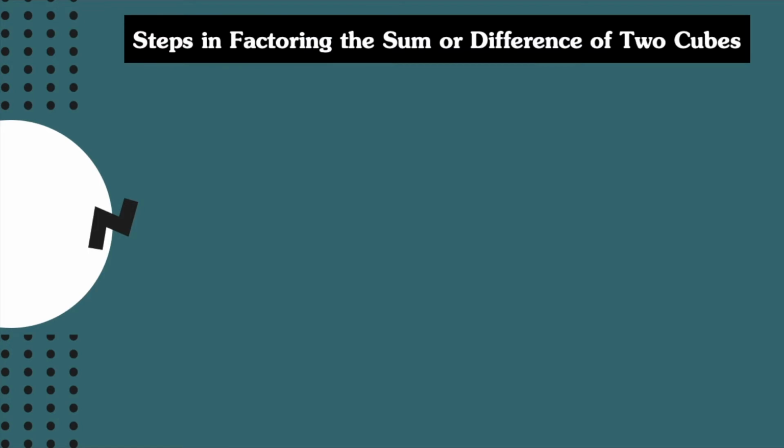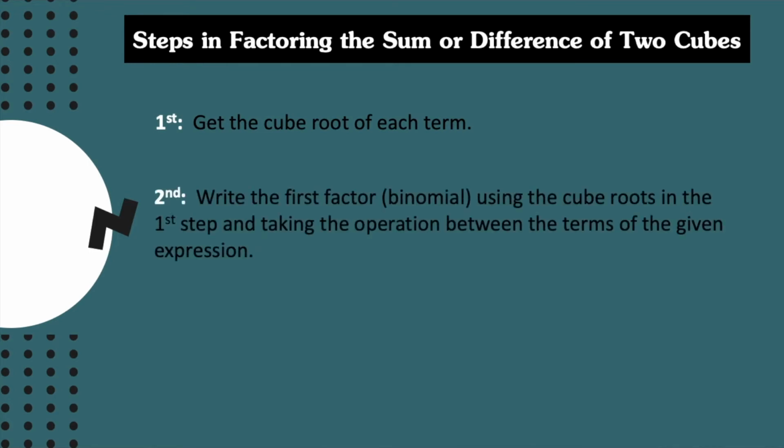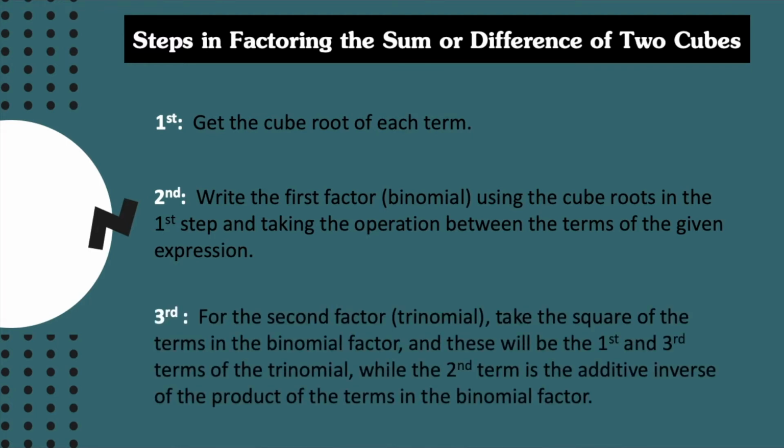Now, before we use the formula, let's have the steps in factoring the sum or difference of two cubes. First, get the cube root of each term. Second, write the first factor, the binomial factor, using the cube roots in the first step and taking the operation between the terms of the given expression. And last step, for the second factor, a trinomial factor, take the square of the terms in the binomial factor, and this will be the first and third terms of the trinomial, while the second term is the additive inverse of the product of the terms in the binomial factor.